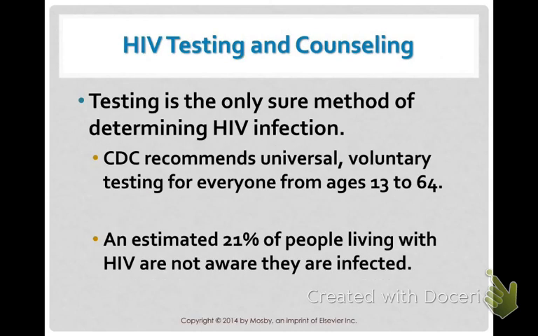As far as testing and counseling, testing is the only sure method of determining HIV infection. The CDC recommends universal voluntary testing for everyone from ages 13 to 64. And an estimated 21% of people are living with HIV and they're not even aware they're infected. That's kind of scary, right? Even though we've come a long way, there's still a lot of people that don't even know they have it.